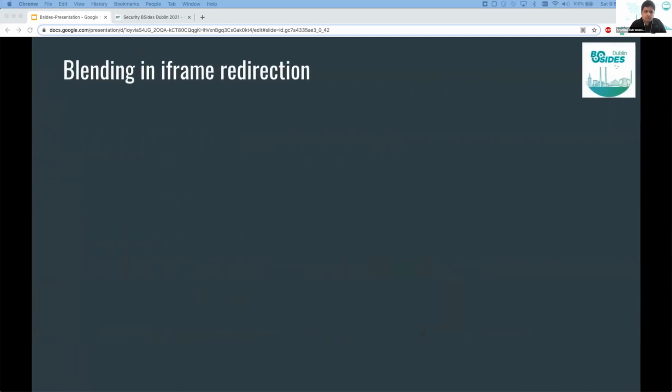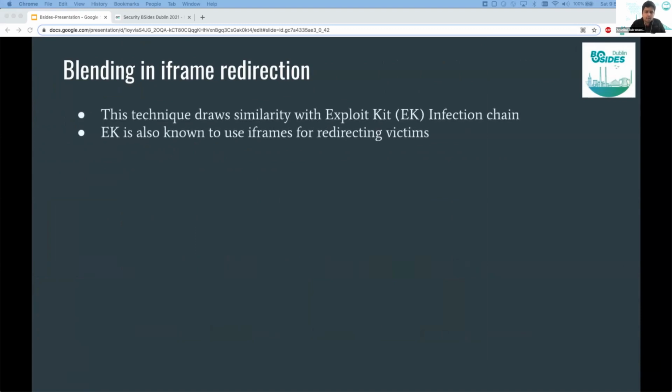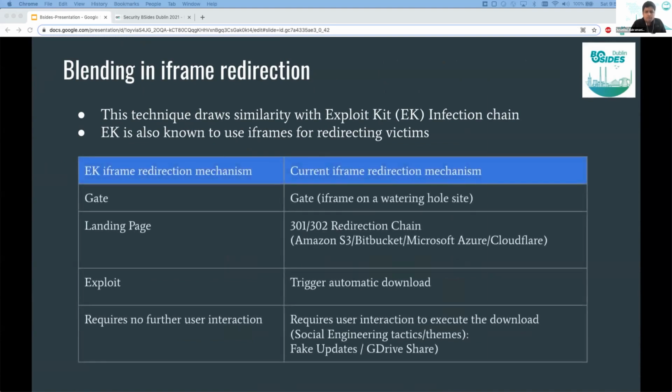So the last one is blending the two previous techniques with the iframe redirection mechanism. This technique is pretty similar to what exploit kits use, because exploit kits are known to use iframes for redirecting victims. So this table sort of shows the comparison between a traditional exploit kit iframe redirection mechanism versus what we are seeing with the current drive-by download mechanism.